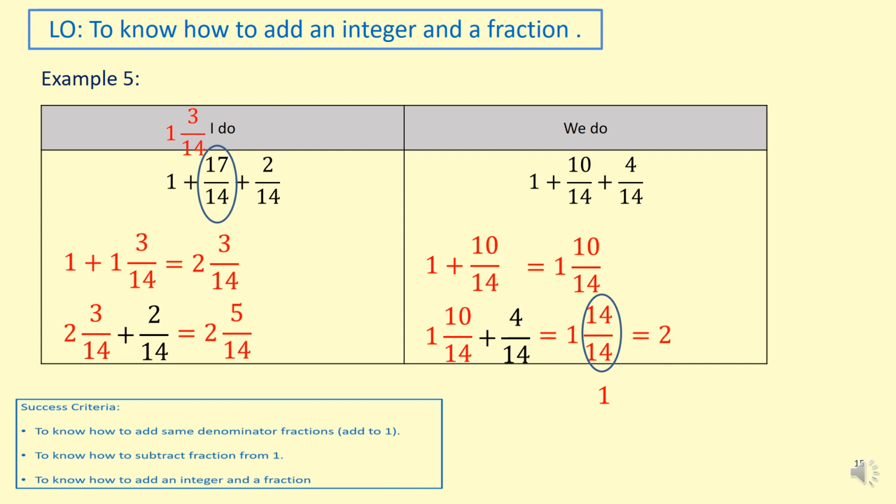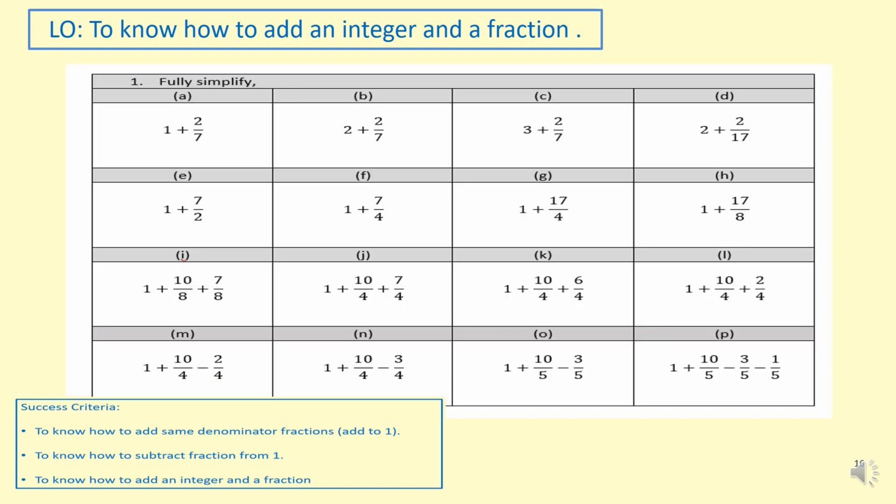Perfect, well done if you managed to do it right. And now here you have some questions for you to practice more. The first two rows are easy, but just make sure, for example on G and H, that you have improper fractions. Even in the second row, all of the second row you have improper fractions. When you have an improper fraction, you need to change it to a mixed number first and then do your calculation. So have a go at all of them, then start the video again to check your answers.